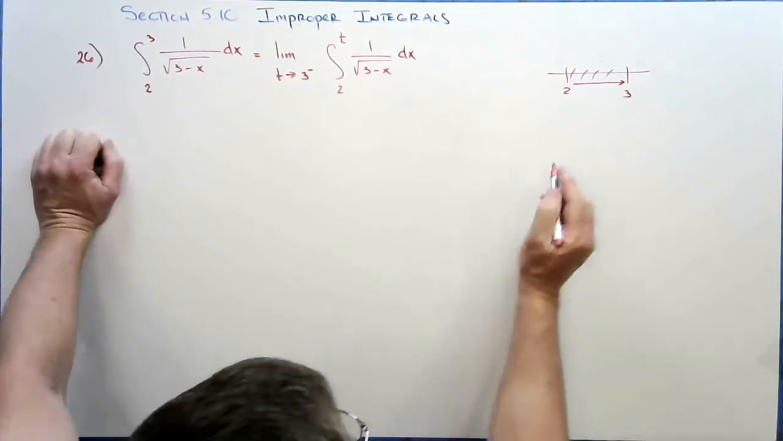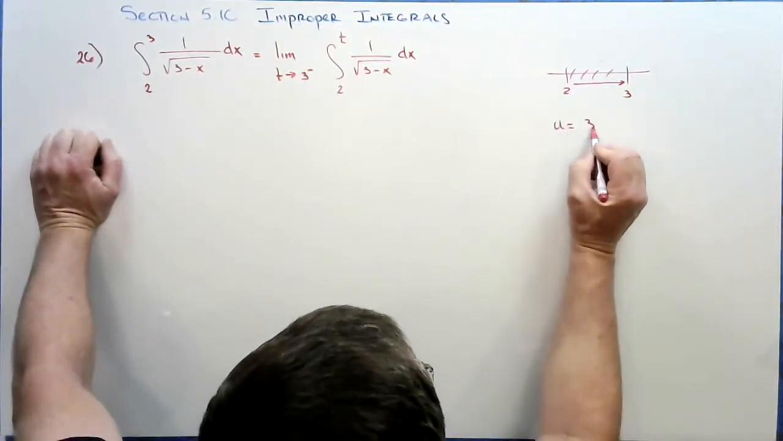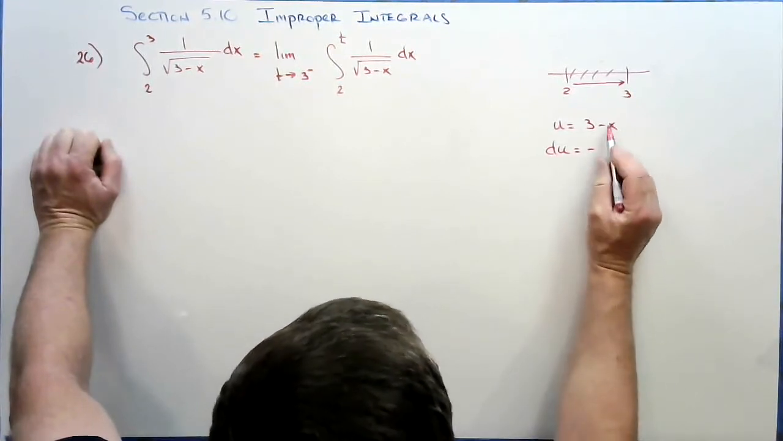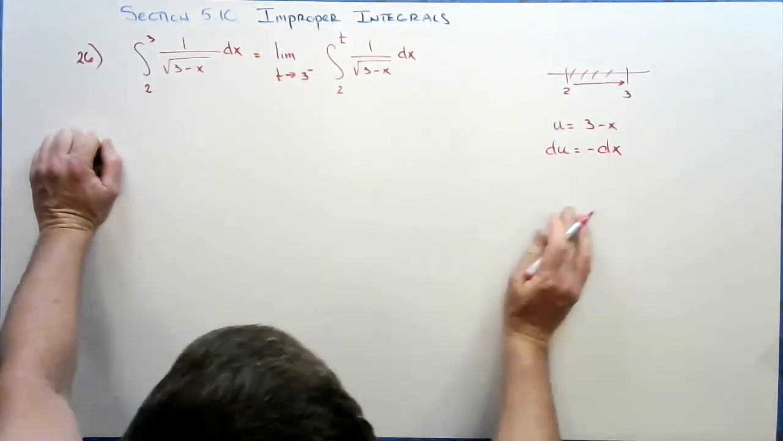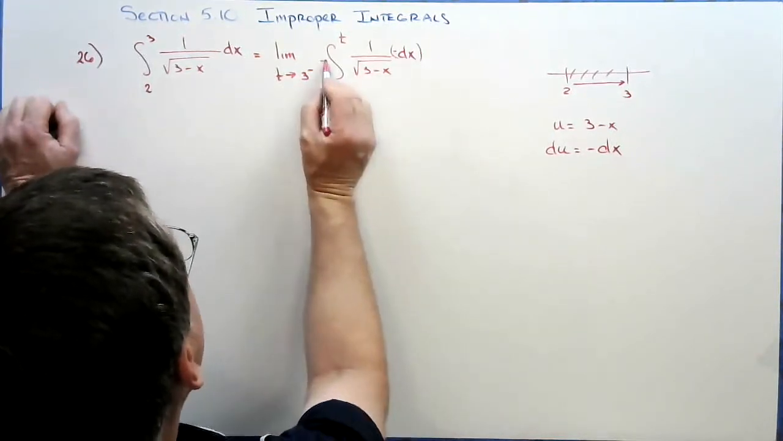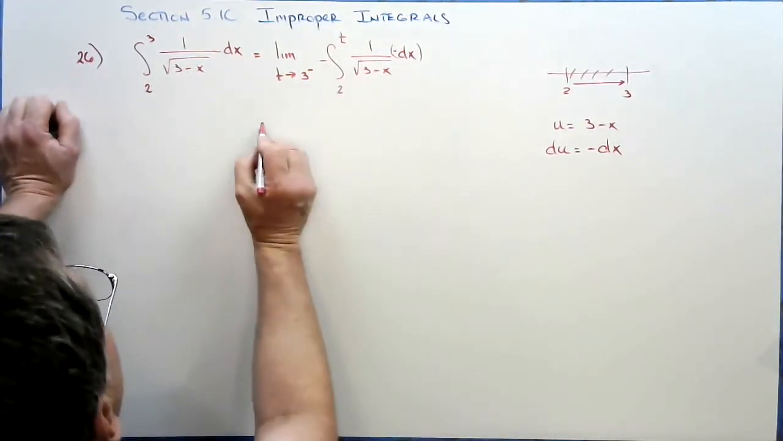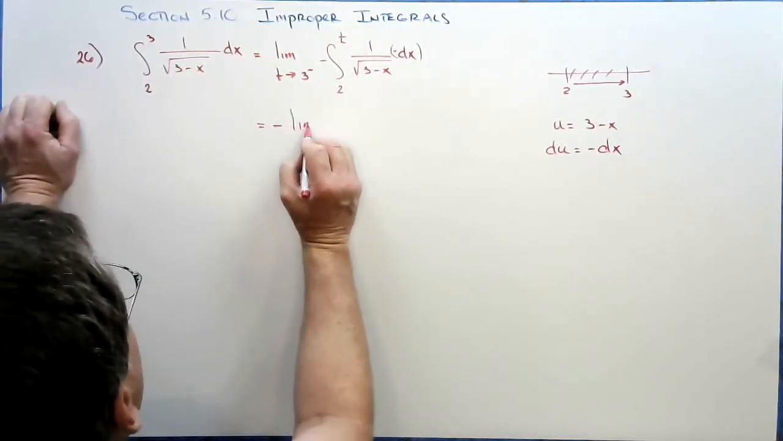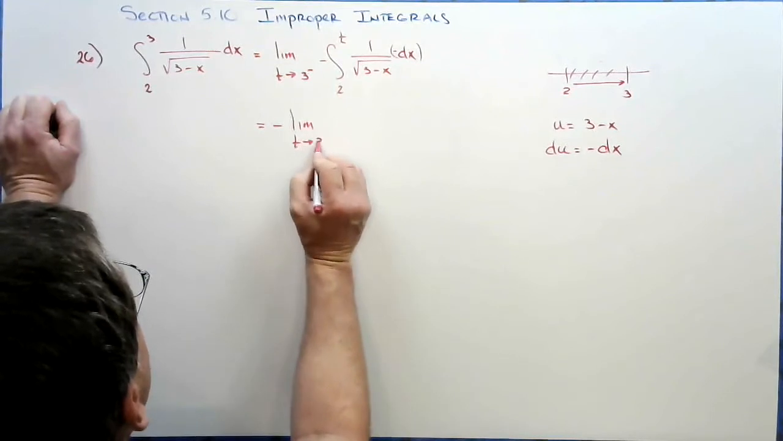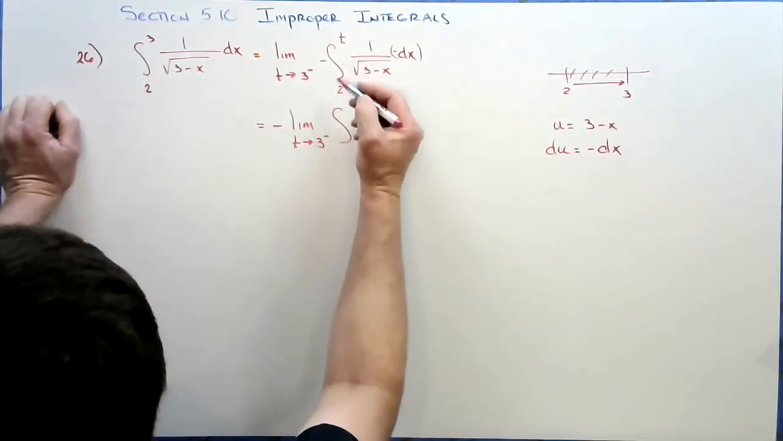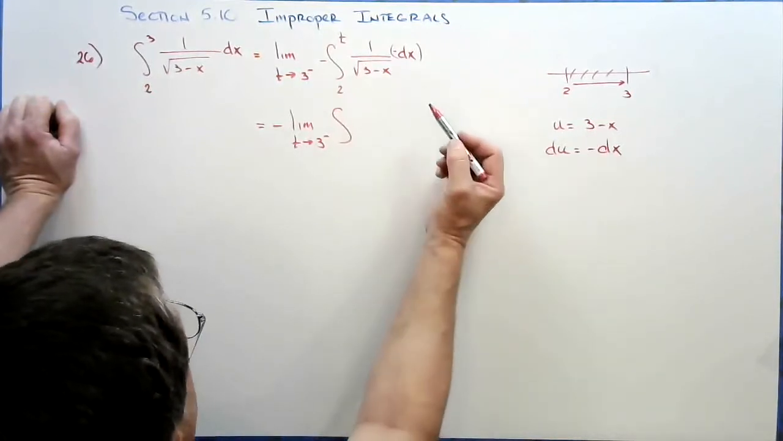It's another u sub. We're going to let u equal 3 minus x. du is going to be minus dx, the derivative of this. So we need a negative sign here, which means we need a negative sign out front. So now we have minus, putting the negative all the way out front, the limit as t approaches 3 from below. The integral, no bounds, because we're doing a u sub, no bounds.